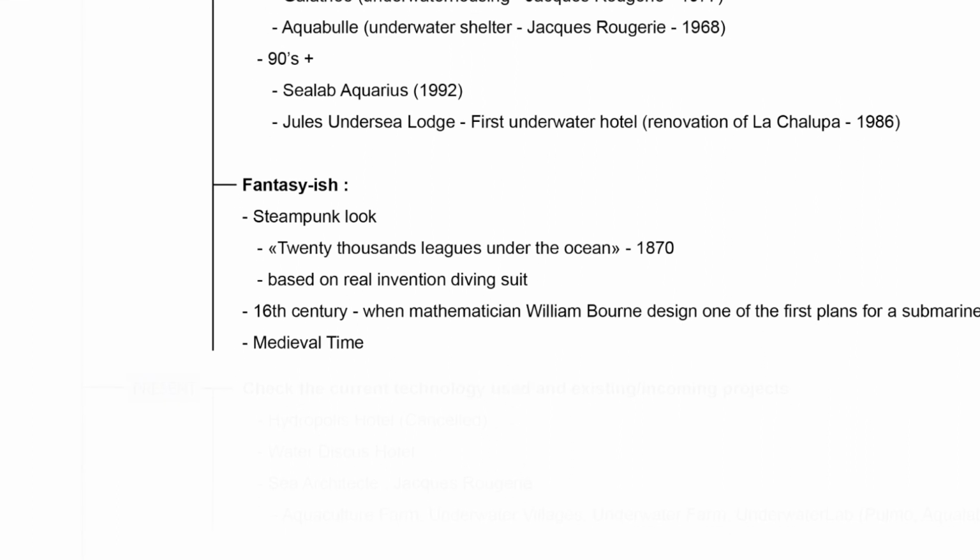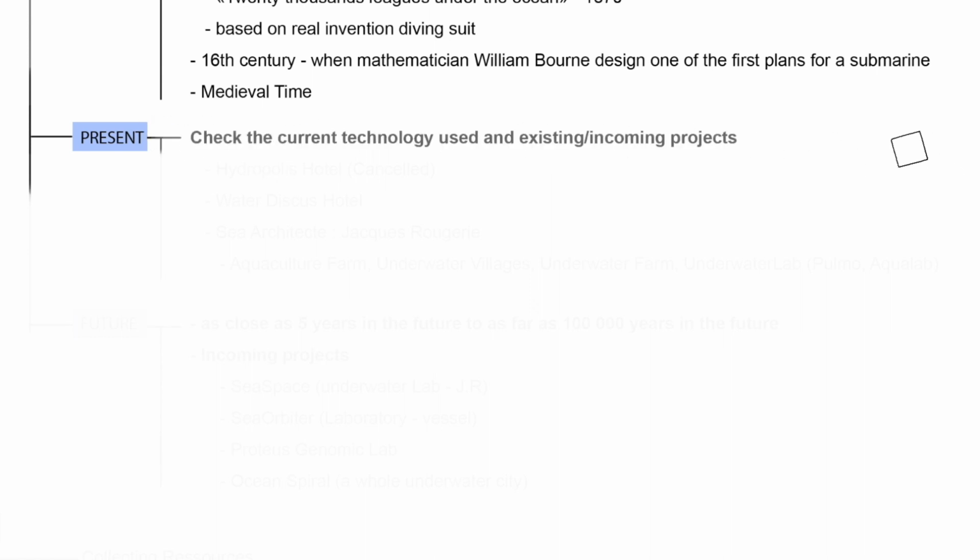All right, so I think we covered enough of the past. What if we want the project to take place in the present? That's very straightforward. As before, you just do some research about what current technology is available and how you could use this for your project. And I found a bunch of projects, a lot of hotels.